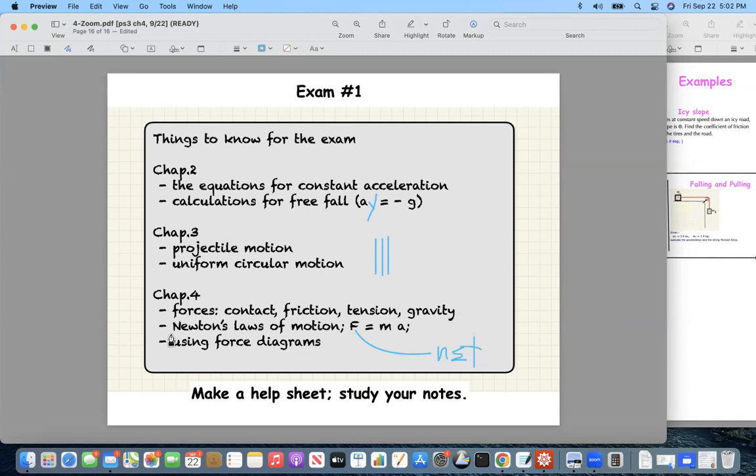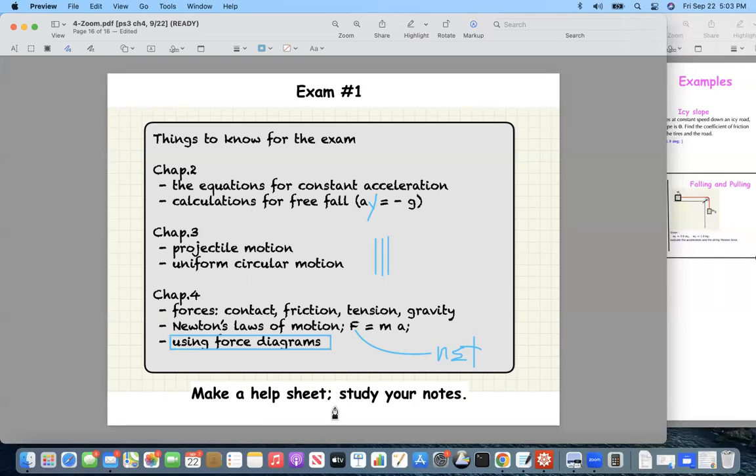And in order to solve problems with Newton's second law, the only way to do it is to start with force diagrams. Draw force diagrams. That's in chapter 4, tactic 4.1. Draw force diagrams, and you're going to get a lot of practice using force diagrams in the homework assignment, which is due Monday. Then you have the exam Tuesday.